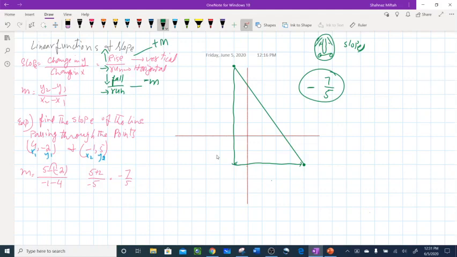Next, I already explained a positive slope looks like this. That's a negative slope. That's undefined, but I can do one more time. That's an undefined slope.